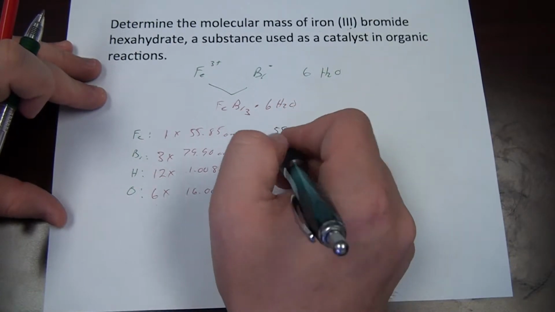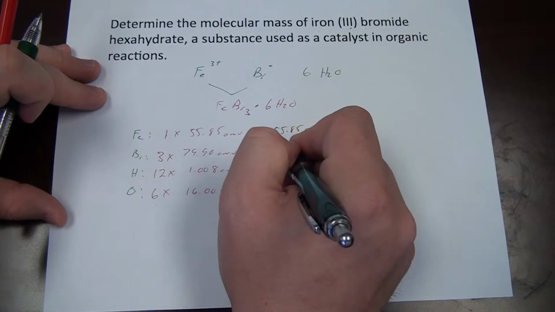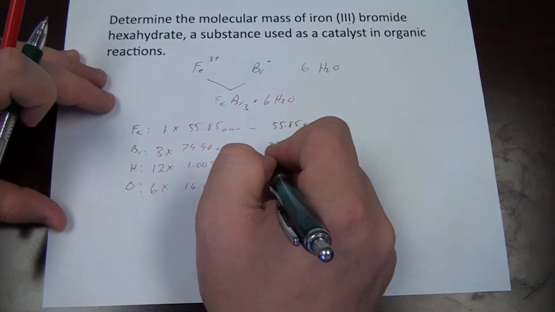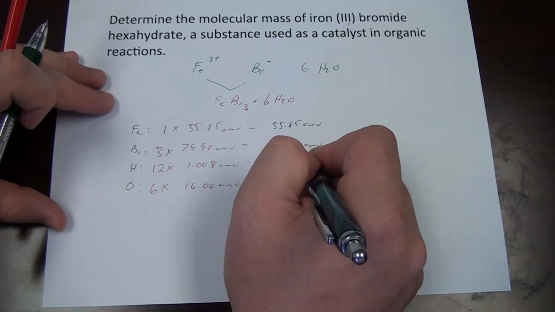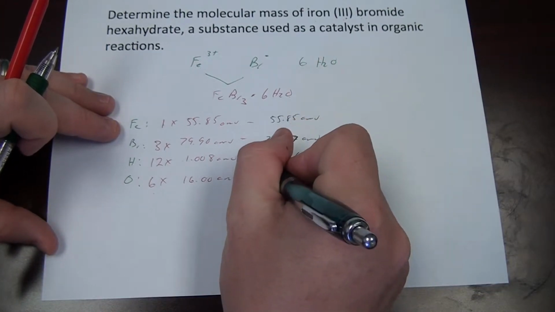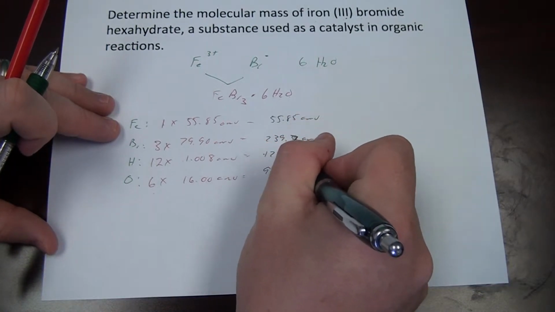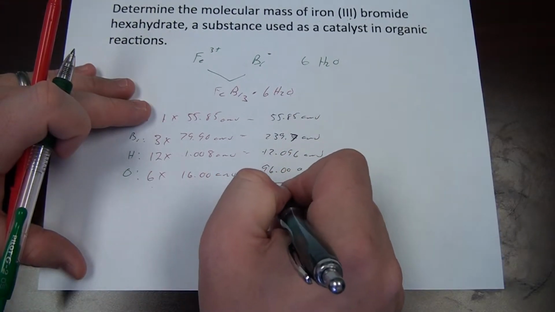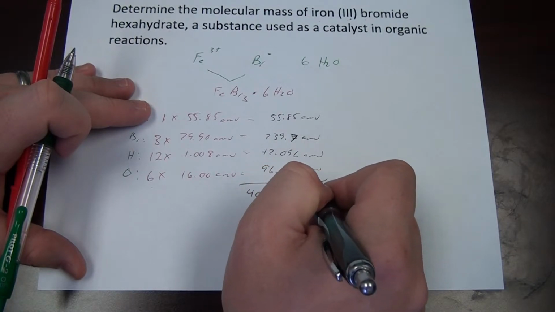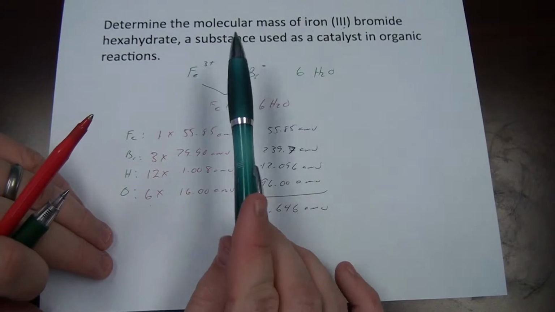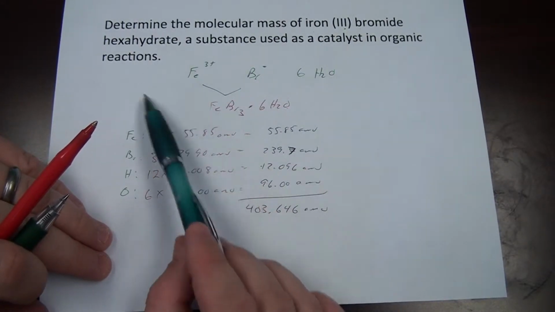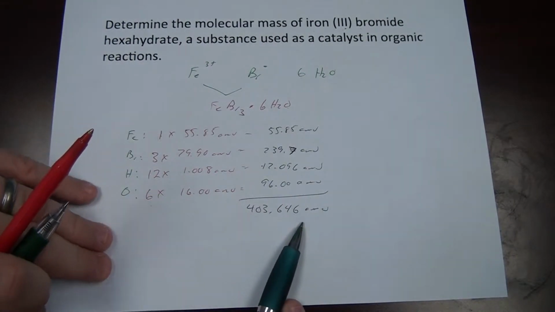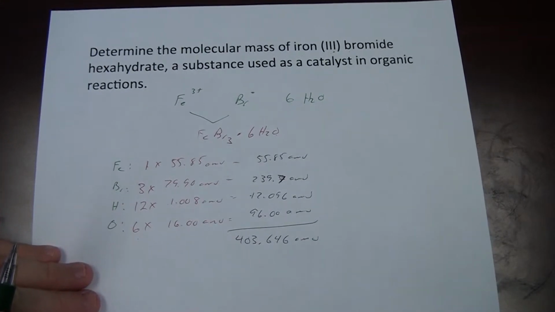gives us 55.85 AMUs of iron, 239.7 AMUs of bromine, 12.096 AMUs of hydrogen, and 96.00 AMUs of oxygen. Add all those together, we end up with 403.646 AMUs. So the molecular mass of iron 3 bromide hexahydrate, or FeBr3·6H2O, is 403.646.